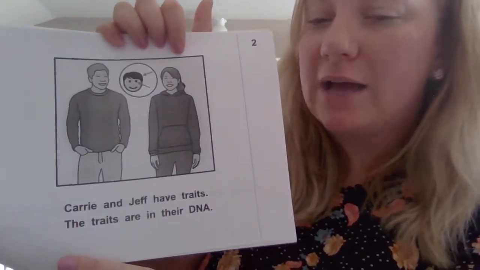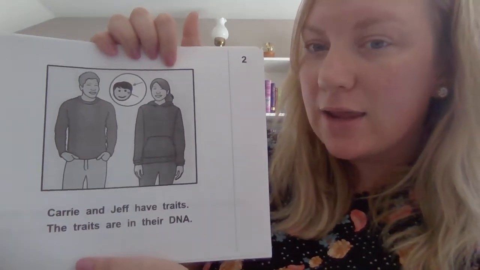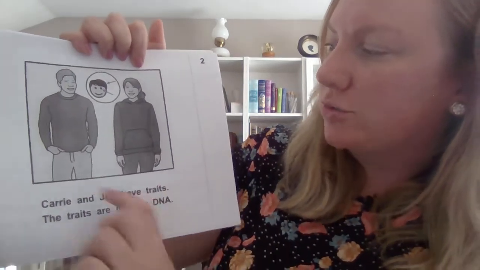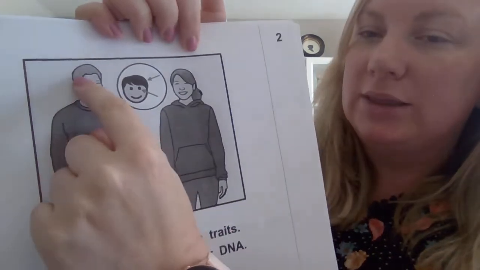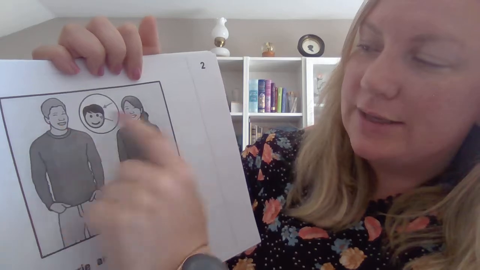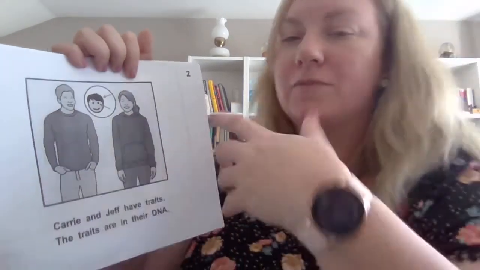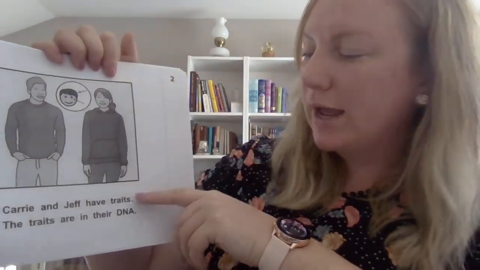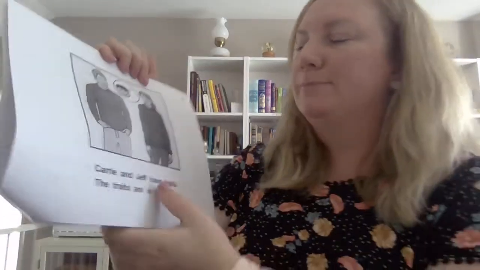Carrie and Jeff have traits. The traits are in their DNA. I think those were questions for us to answer too. So Carrie and Jeff have traits. It looks like maybe Jeff has lighter hair than Carrie. And we can't really see what color eyes they have, but their skin tone is also a trait. The way that their body is built is one of their traits. So they have traits, and our traits come from our DNA.